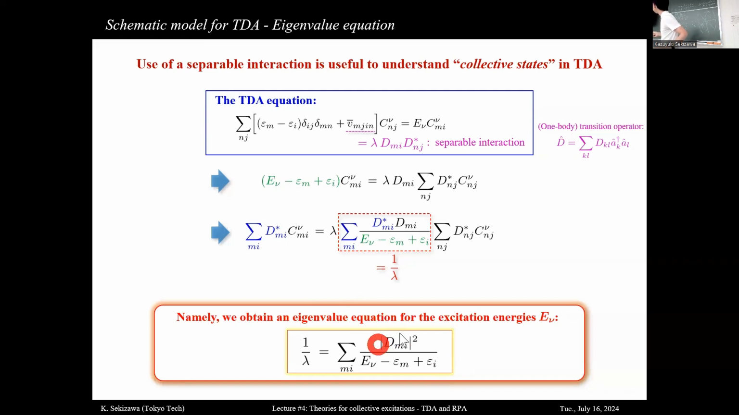Yeah, and here D corresponds to this separable interaction. So this D is related to this interaction, and lambda is also related to the magnitude and the sign of the interaction. And in the denominator, you can see you have the excitation energy E nu, and also the energy difference between the particle and hole states.